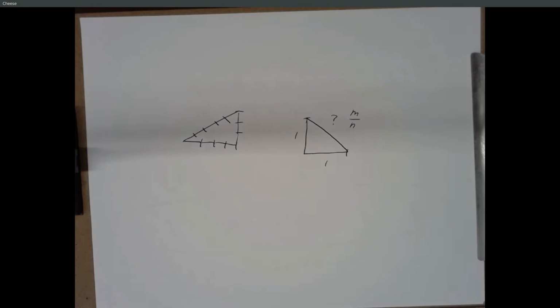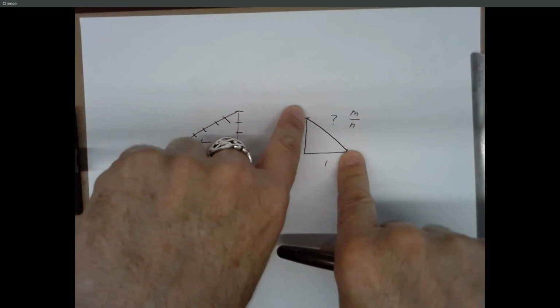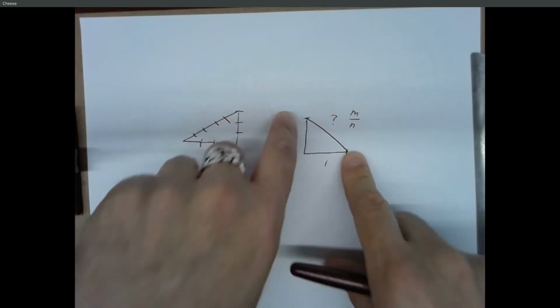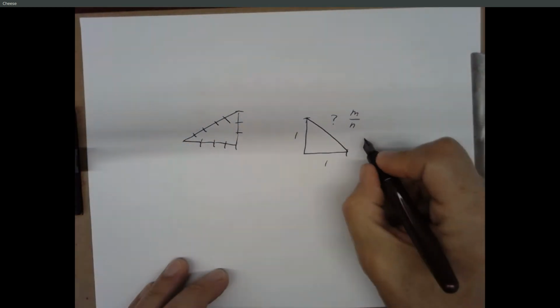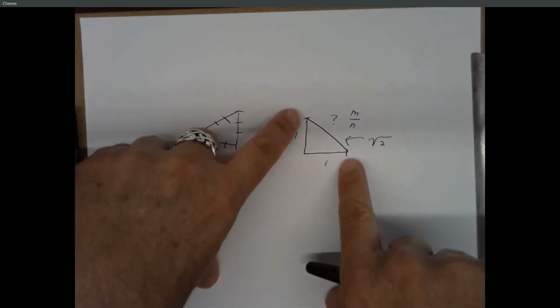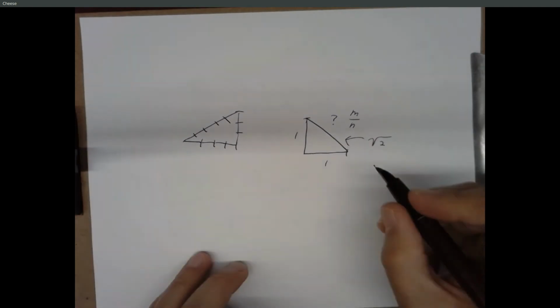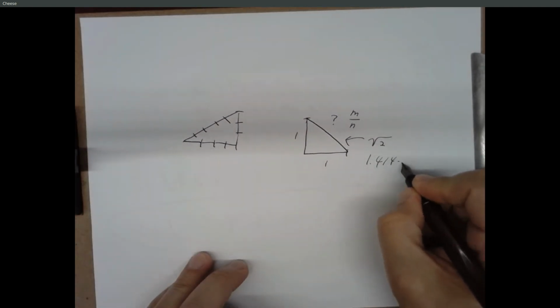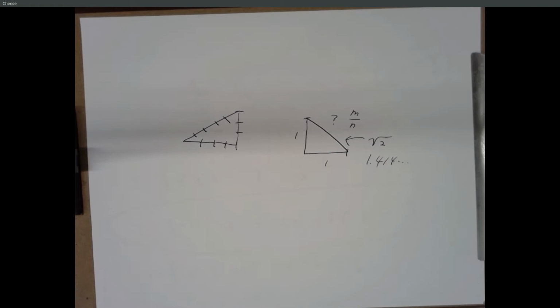And eventually, a member of this group came up with a proof that you could not do this. There was no fraction of integers that gave you this exact length. Now, if you know the Pythagorean formula, we know that this has a length square root of 2, the square root of 1 squared plus 1 squared. They didn't know this at the time. They didn't have square roots. But the length of this is this number, which is approximately 1.414.